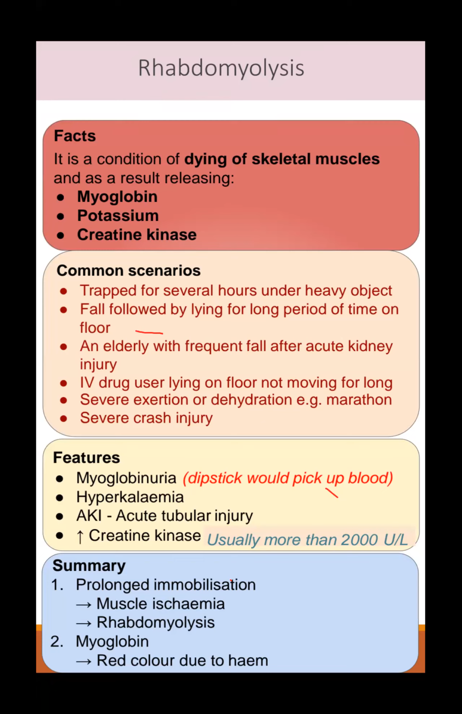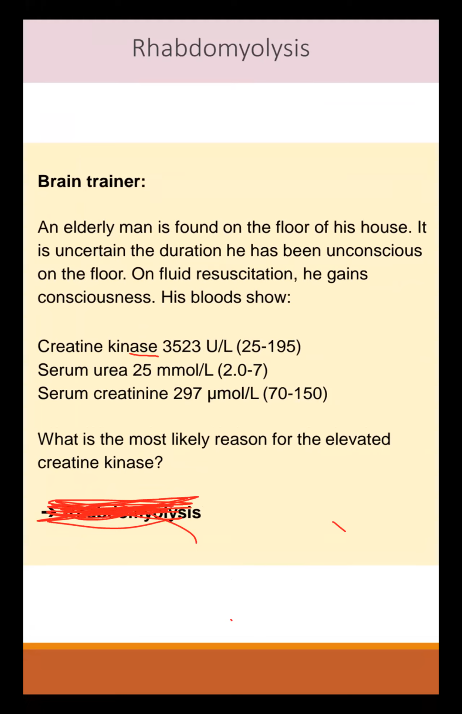So I will find out my case: either there is a crush injury or a sudden fall down. I'll find hyperkalemia, and myoglobin, red in color due to heme. Now I'll discuss some brain teasers just for discussion, and why and what the points are here. It will be nice for us.